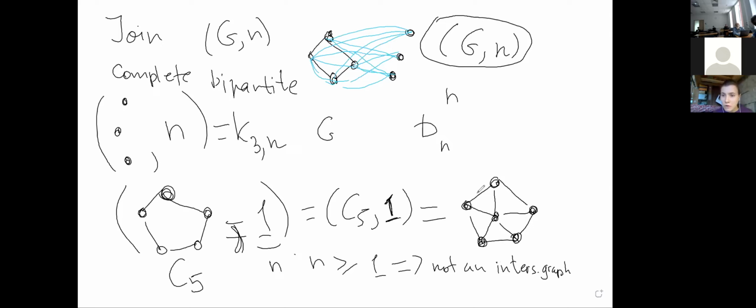Shouldn't it be a strict inequality? No, it's not a strict inequality, because if n equals 1, it's also not an intersection graph. Ah, okay, thanks. Yes. If we want to have strict inequality, we take n greater than 0. Well, okay. The graph of such a form.